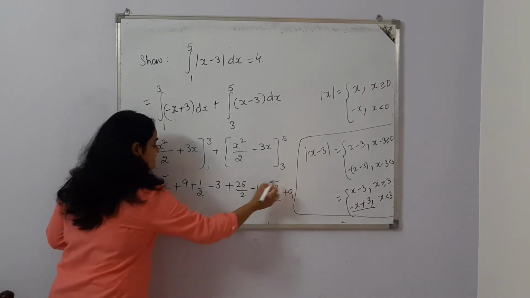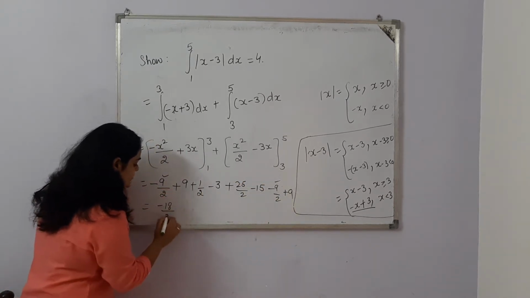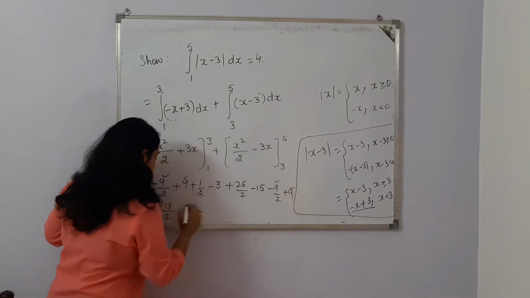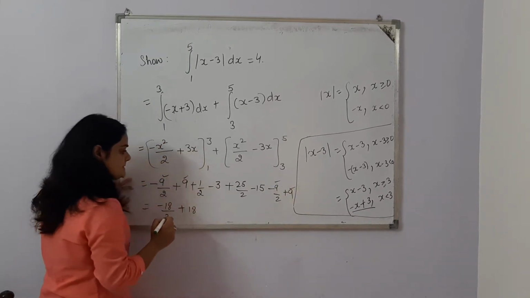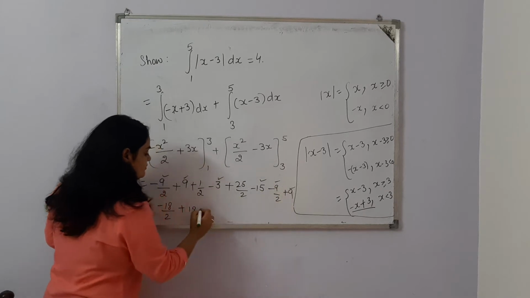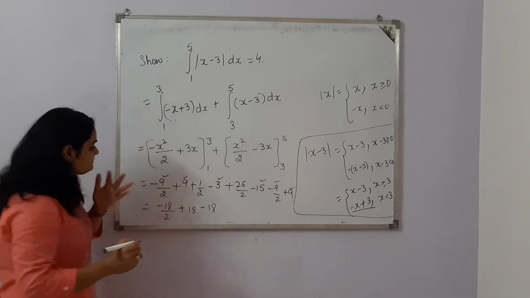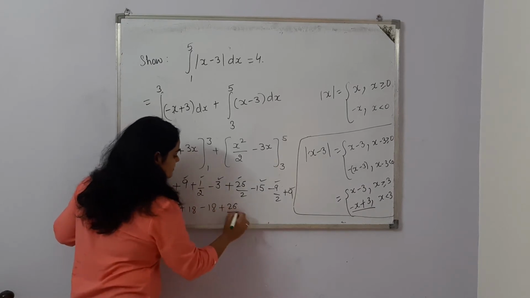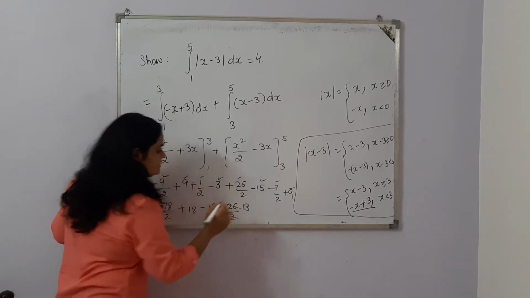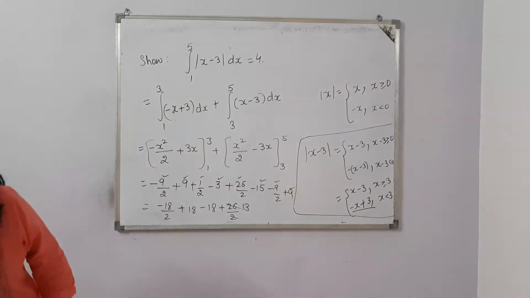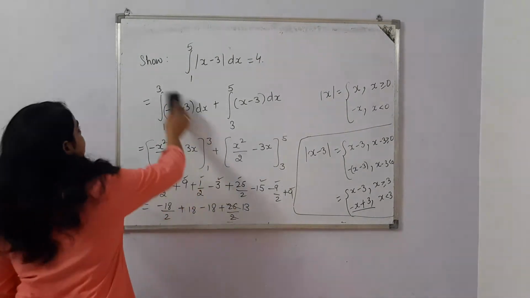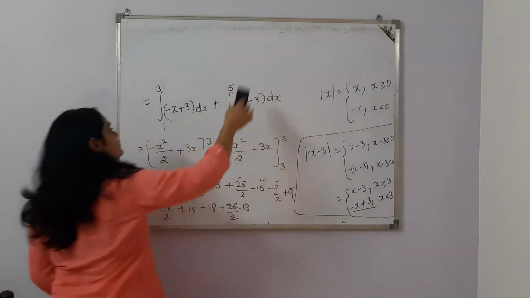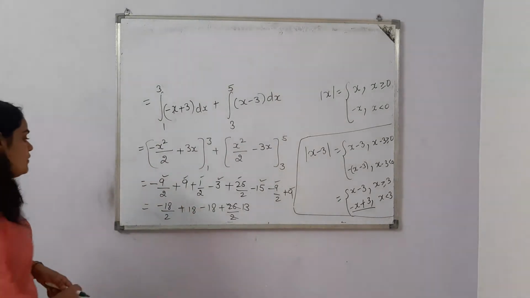Minus 9 by 2 minus 9 by 2 is minus 18 by 2. 9 plus 9 is 18. Minus 3 minus 15 is minus 18. And 1 by 2 plus 25 by 2 is 26 by 2, which is 13. And after calculating, we need to prove it is equal to 4.